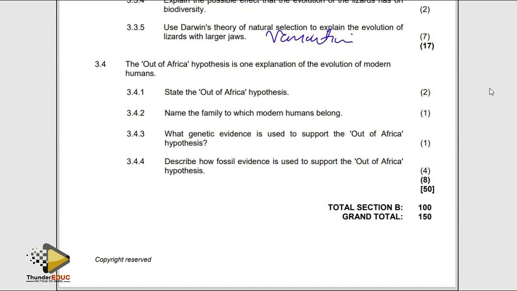The out of Africa hypothesis, which states that modern humans originated from Africa and migrated to the rest of the world. Don't forget the word modern.